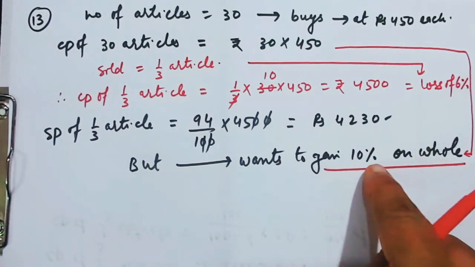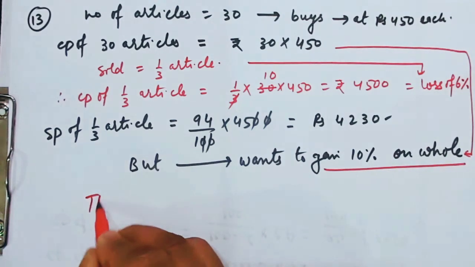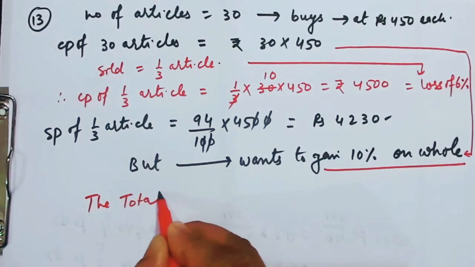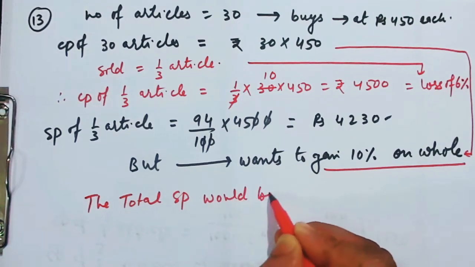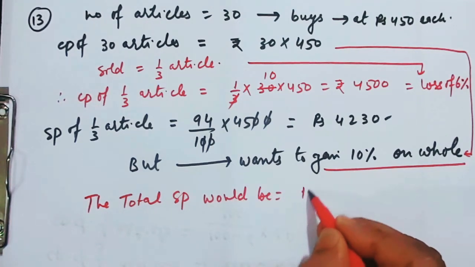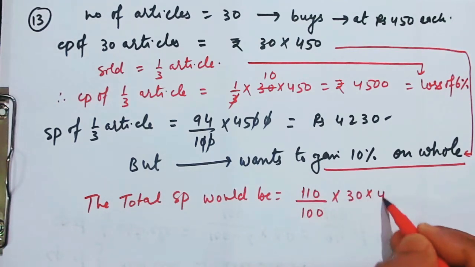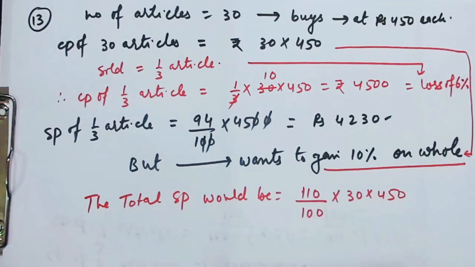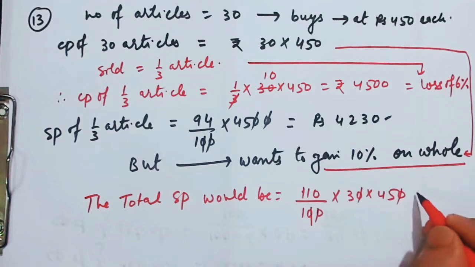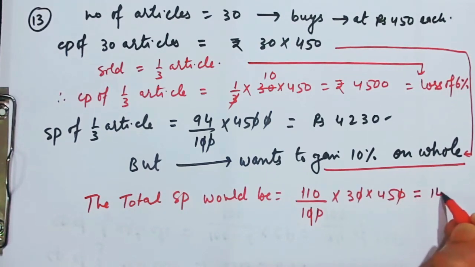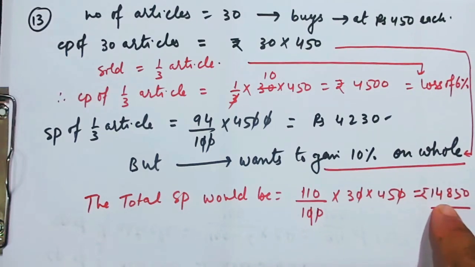This means that if the shopkeeper gains 10% on 30 into 450, the total selling price would be equal to 110 by 100 into 30 into 450. This would be the total selling price of the article. Means the total selling price of the article should be 14850.